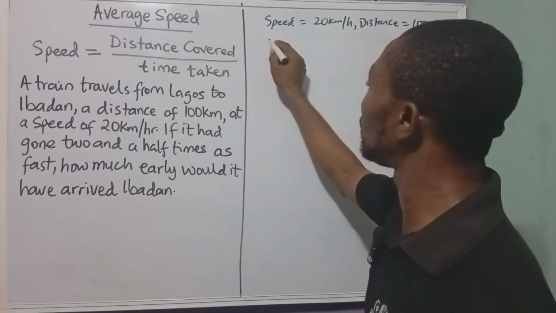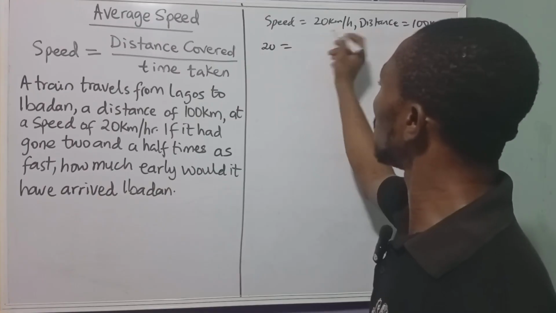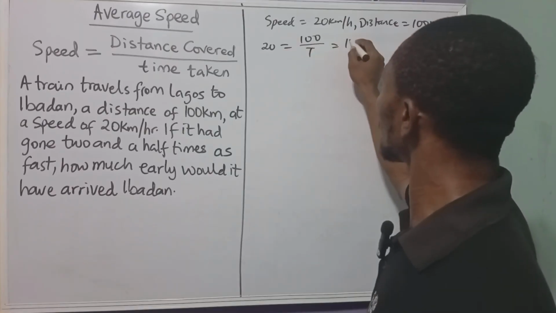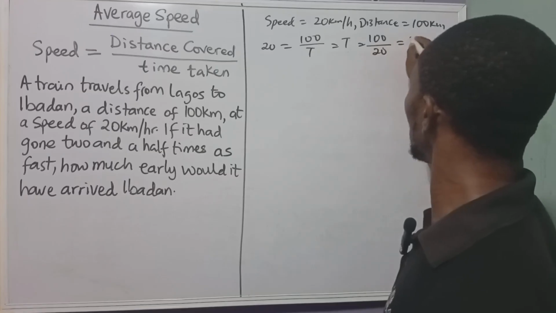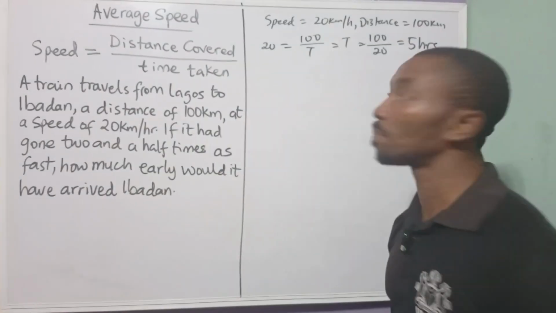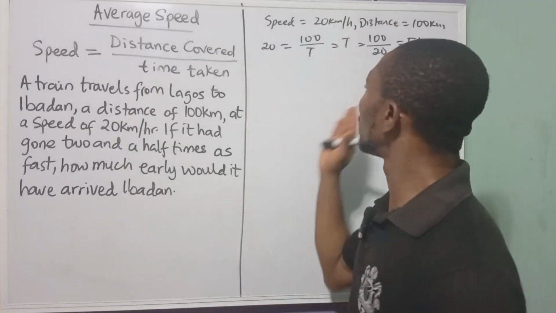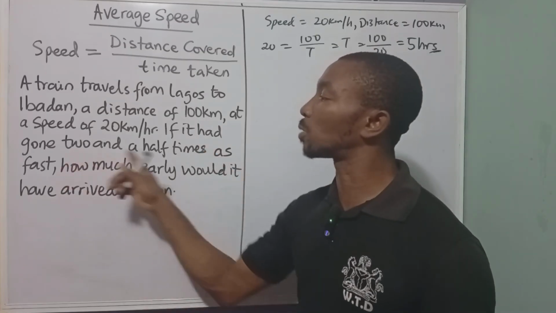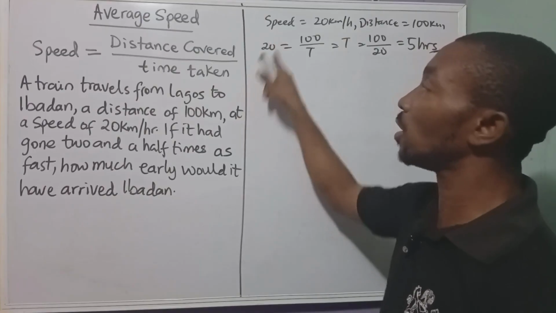So we have speed, which is 20 kilometers per hour, equals distance 100 over time. Okay, cross multiply, this gives us 20 times time equals 100, so time is 100 over 20, which is 5 hours. So that means at a speed of 20 kilometers per hour, the train gets to Ibadan from Lagos within 5 hours. Now, the question here says if its speed is increased by 2.5 times, that means the speed is increased by 2.5 times.